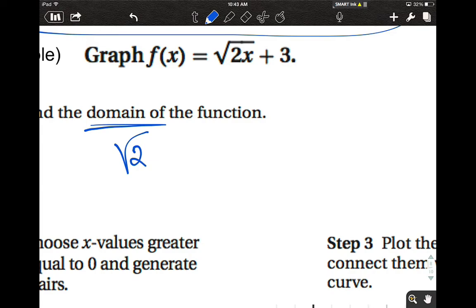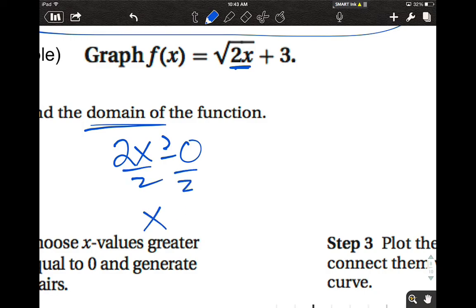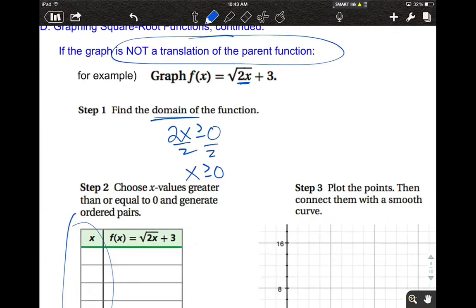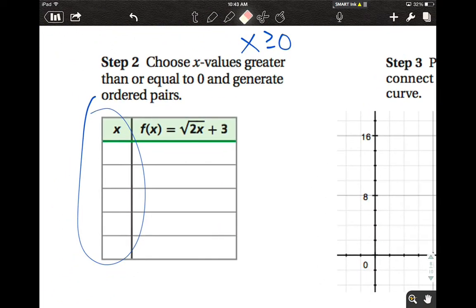The square root of 2x, that's the part we're concerned about. I'm not going to write the square root symbol. I'm just going to say 2x has to be greater than or equal to 0. 2x is underneath the symbol, so 2x has got to be greater than or equal to 0. Divide by 2. X has got to be greater than or equal to the number 0. X has to be positive numbers. I'm not going to choose anything negative.